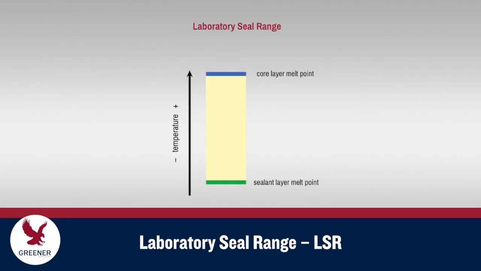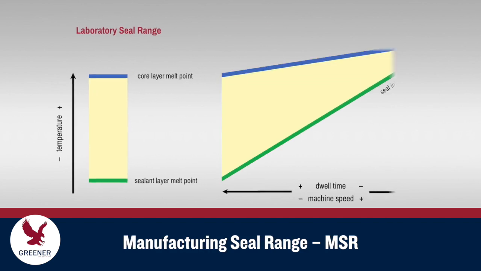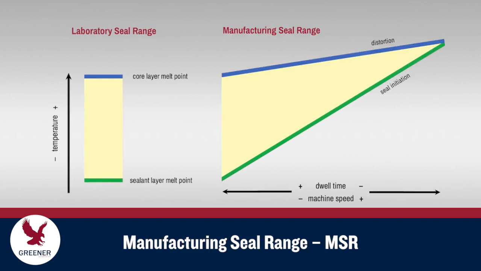A material's laboratory seal range extends between the melt point of its sealant layer and the melt point of its core layers. Unlike the laboratory seal range, the manufacturing seal range does not remain constant. It narrows as machine speed increases and sealing time, or dwell, is reduced. Maximum machine speed is limited by the need to keep normal sealing jaw temperature cycles within this manufacturing seal range.